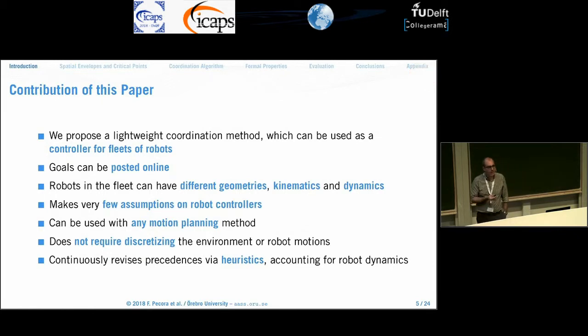So in this paper, we propose what we like to call a controller for a fleet of robots. And this controller has the characteristics that I showed you in the previous slide, namely, you can post goals online, robots can be varied with different geometries, kinematics, and dynamics. We will make very few assumptions on robot controllers and on motion planning. Importantly, we will not need to discretize in any particular way the environment or the motions of robots, and we can inform the control method via heuristics that account for robot dynamics.